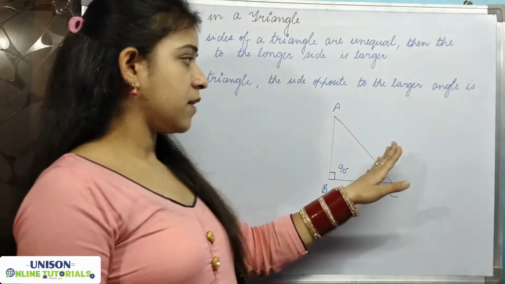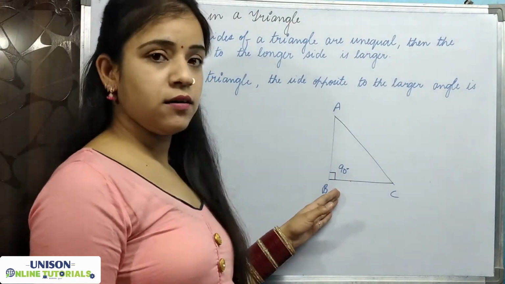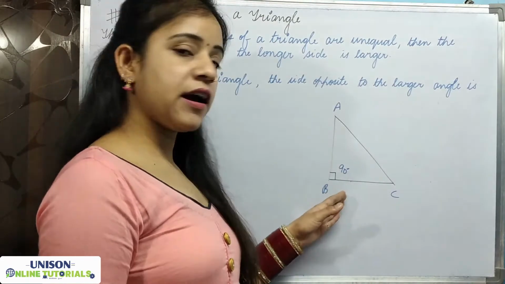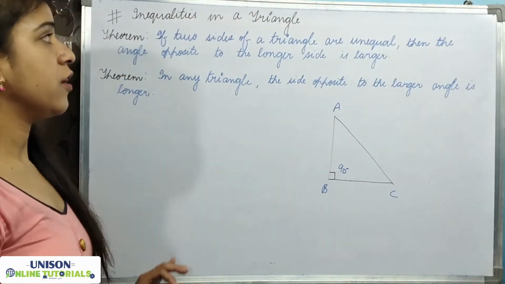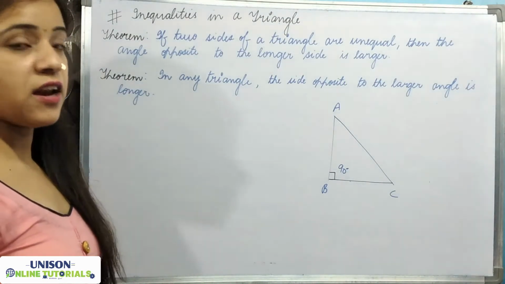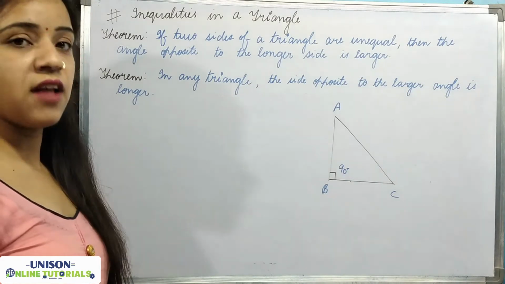So if this side is larger, then this angle will be larger, and if this angle is larger, then this side will be the longest side. So if two sides of a triangle are unequal, then the angle opposite to the longer side is larger.